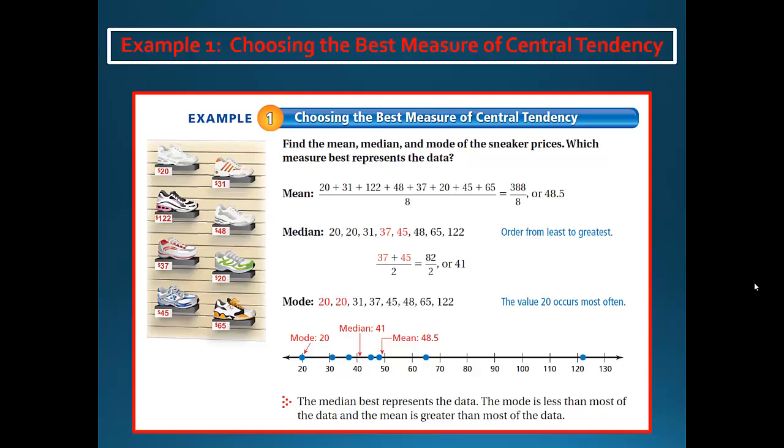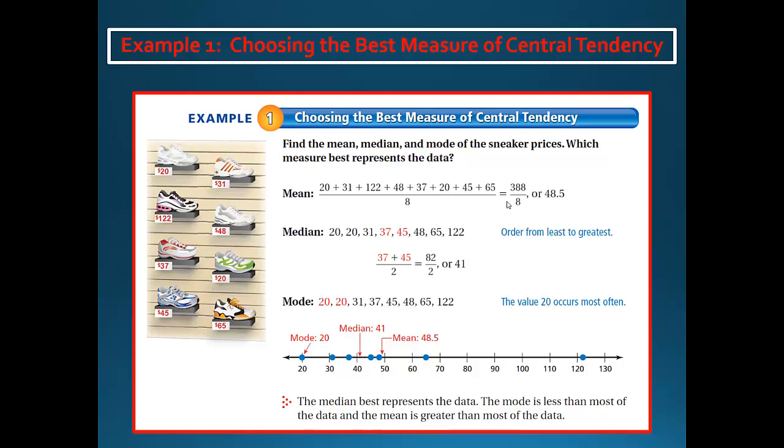So to find the mean, we would need to add up all of the sneaker prices. So you can see in our picture that we have a pair that's $20, a pair that's $122, $37, $45, $65, $20, $48, and $31. So we're going to add all of those prices up, and there are 8 shoes, so we're going to go ahead and divide by 8.